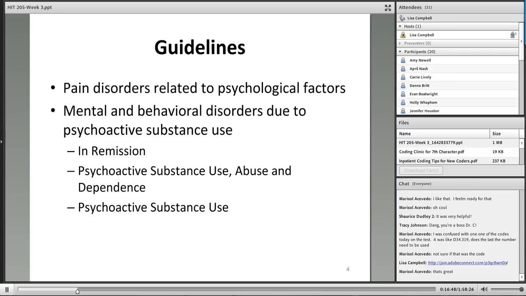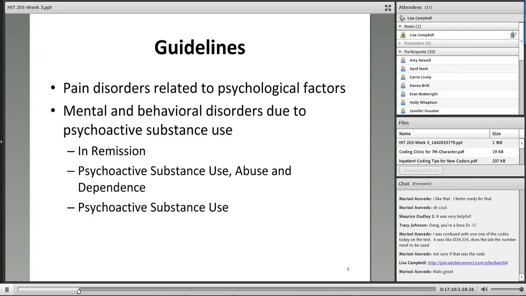So when you hear me say it's important to know the guidelines, that's because knowing the guidelines really assists us with ensuring that we are assigning the correct code based on the documentation and the guidelines. Okay, let's see what else we got here.